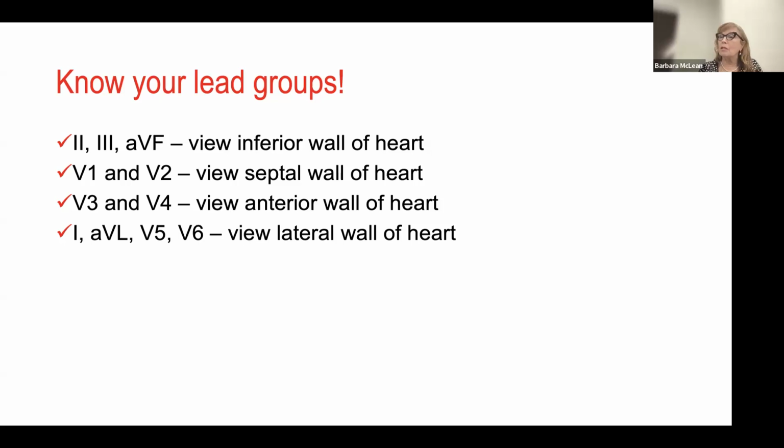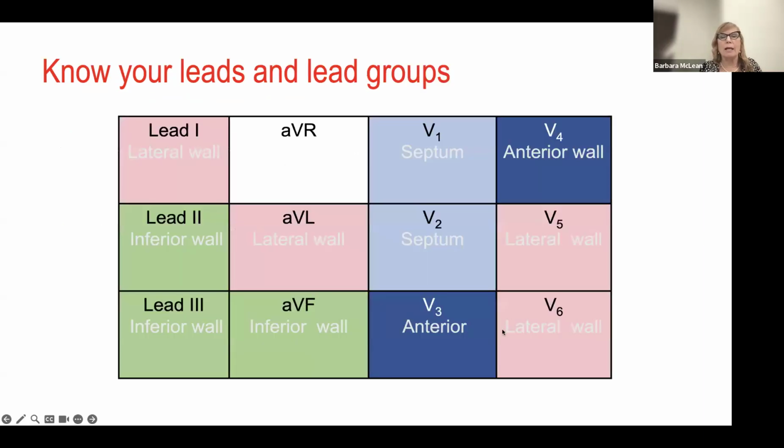V1, V2 is viewing the septal wall of the heart and are going to be used very aggressively to evaluate reciprocal changes in posterior infarct. V3 and 4 view the anterior wall, and 1, L, V5, and 6 view the lateral wall. Have to know your lead groups if you want to understand and evaluate EKG.